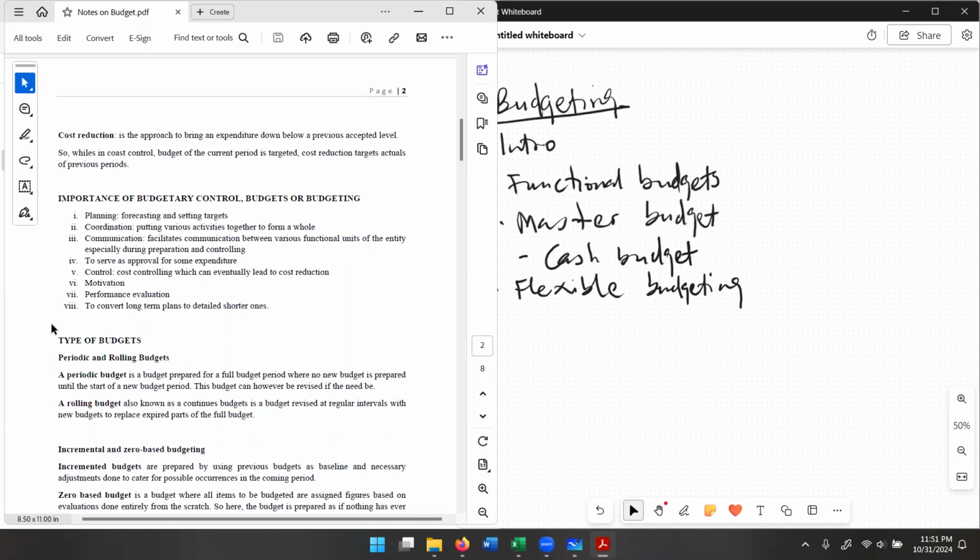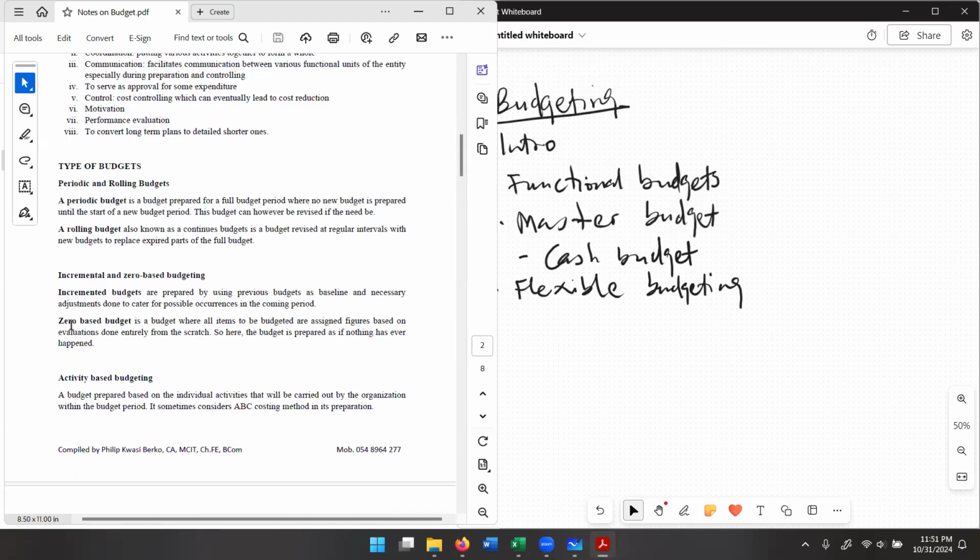As we achieve them in depth, by so doing, we know that at the end of the day, we will achieve a very long-term goal. So these are some importance of budget. Now let's look at types of budget. Types of budget, we have a periodic budget and a rolling budget. So first let's look at rolling or continuous budget.